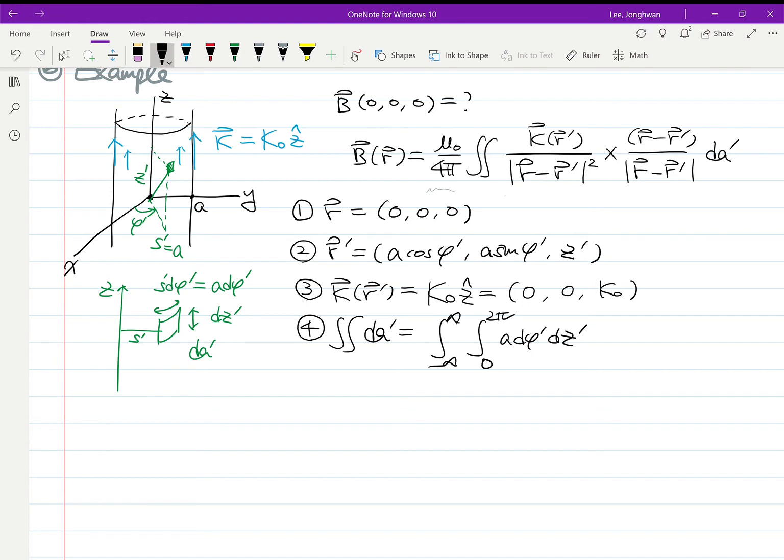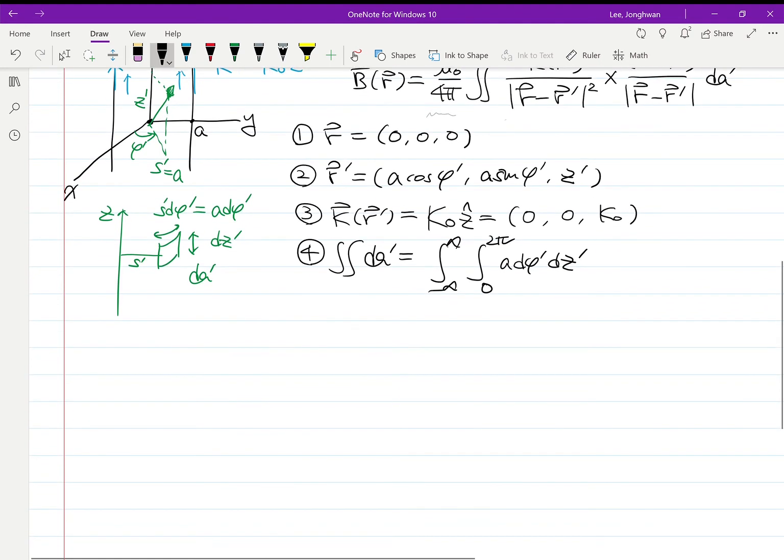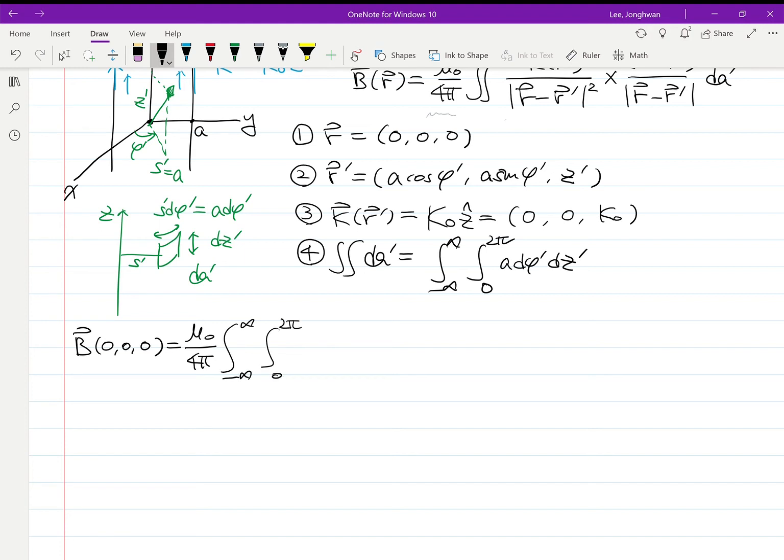And then you can plug in all of these into the formula and then find the answer. Okay, so let me show you how to do that. So now we are specifically finding the B field at 0, 0, 0. We will plug in all of these. So long, and dl prime was a dphi prime, dz prime.